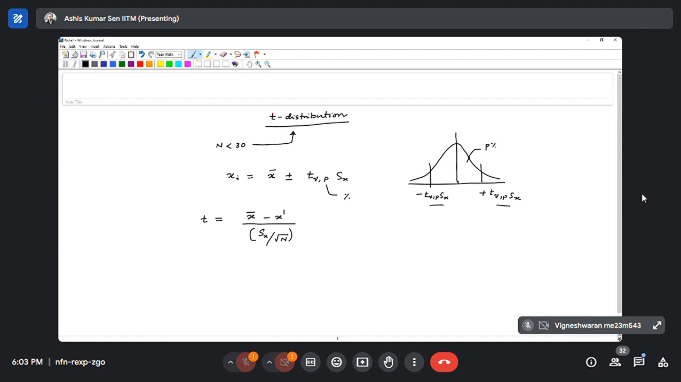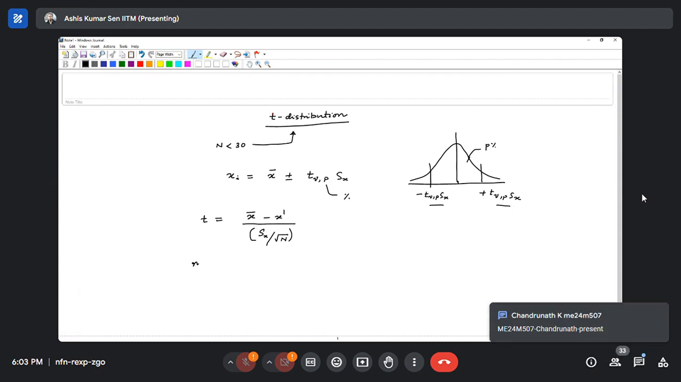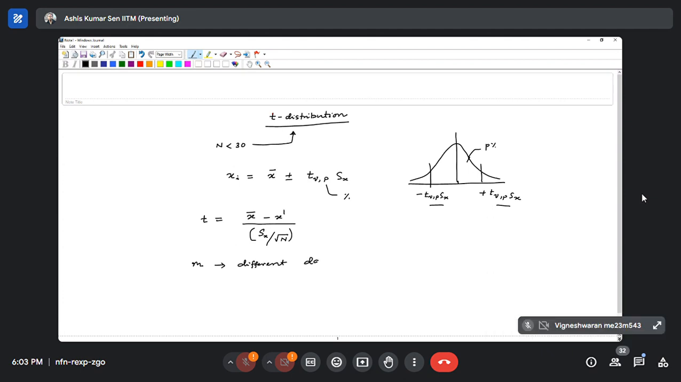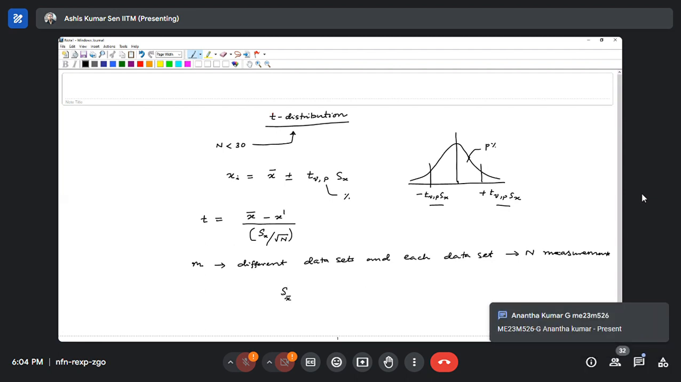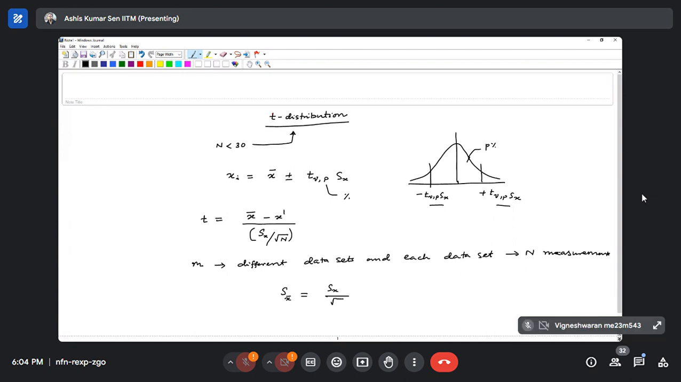So then we said that this is only from a single data set, but if you have m different data sets, and each data set will have n measurements, then we can talk about the standard deviation of the mean, which can be found as s_x divided by square root of n.